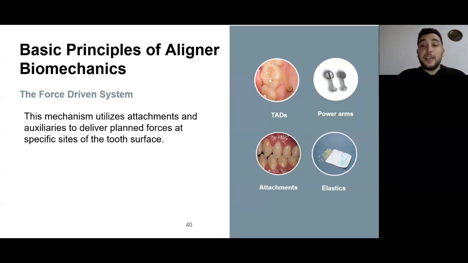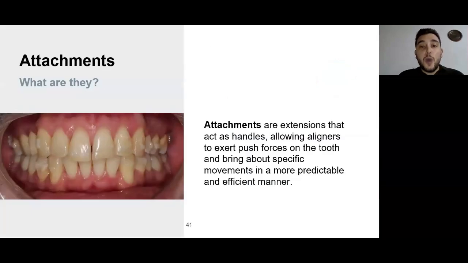And some of them, as you can see over here, whether it was the temporary anchorage devices, the power arms, or the elastics, are a little bit more advanced, and we might cover them in later lectures. But for now, I want us to concentrate on attachments, because almost in every case that you treat with aligners, you're going to need those attachments. This auxiliary has become an integral part of clear aligner treatment. And in every case, you're going to use these attachments. So it's really important to know how to use them.